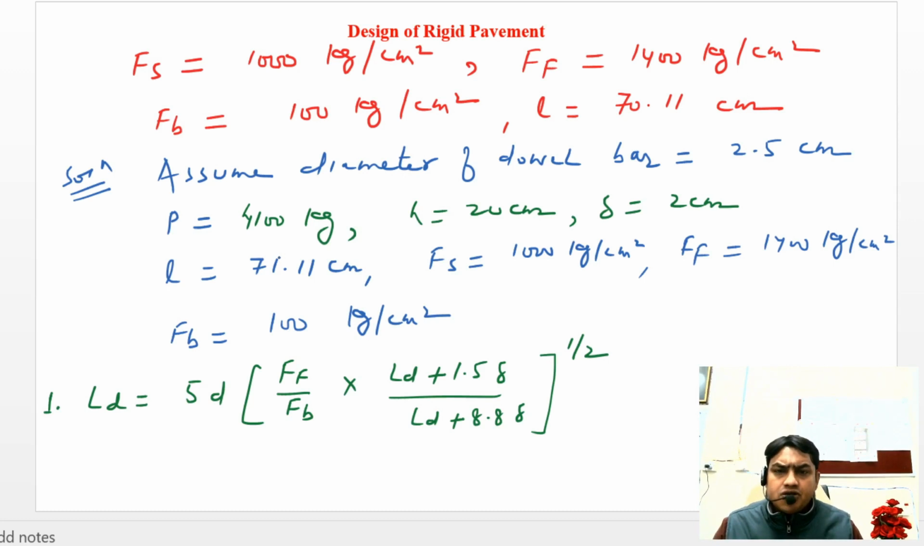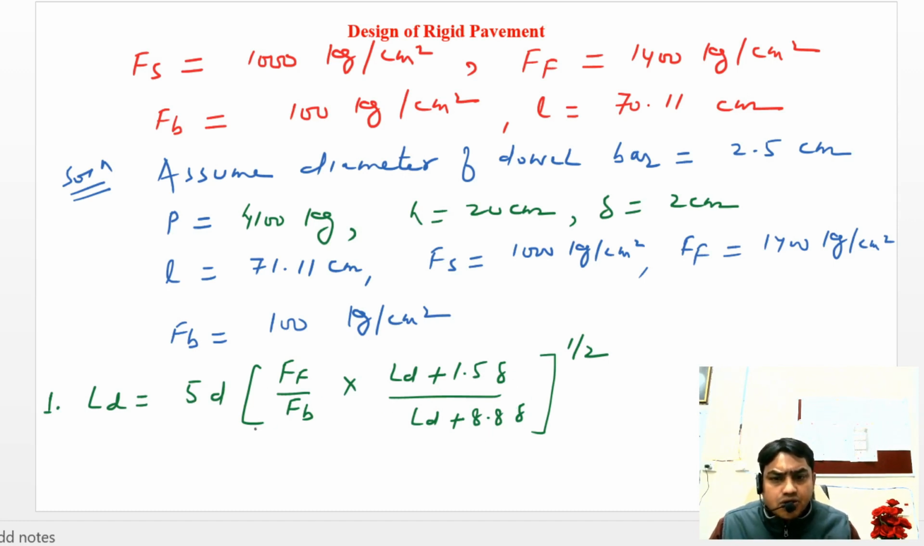So firstly we have to assume the diameter. Let us assume the diameter of dowel bars is 2.5 centimeter, and the wheel load and everything is given. So the development length LD, or length of dowel bars, can be computed, that is equal to 5 D into Ff by Fb into (LD plus 1.5 delta) divided by (LD plus 8.8 delta). So delta is given in the question, 2 centimeters.